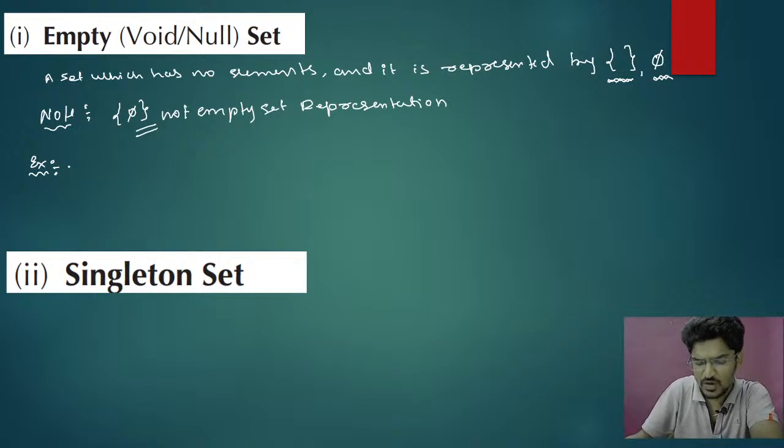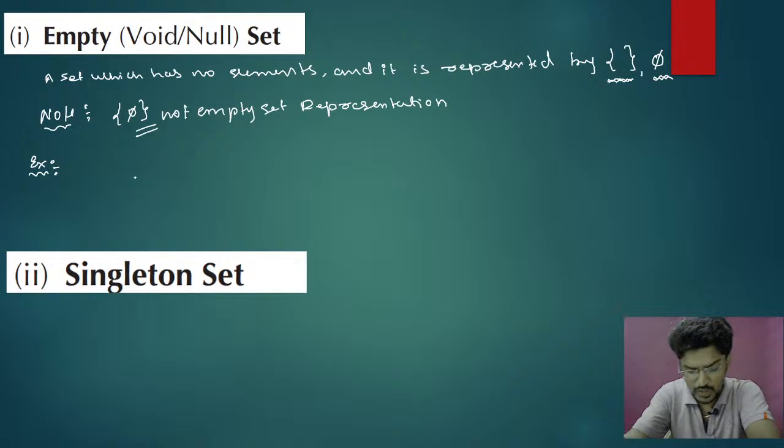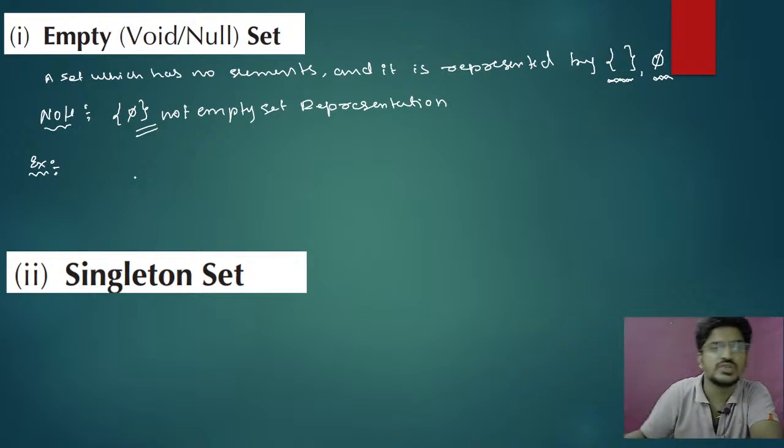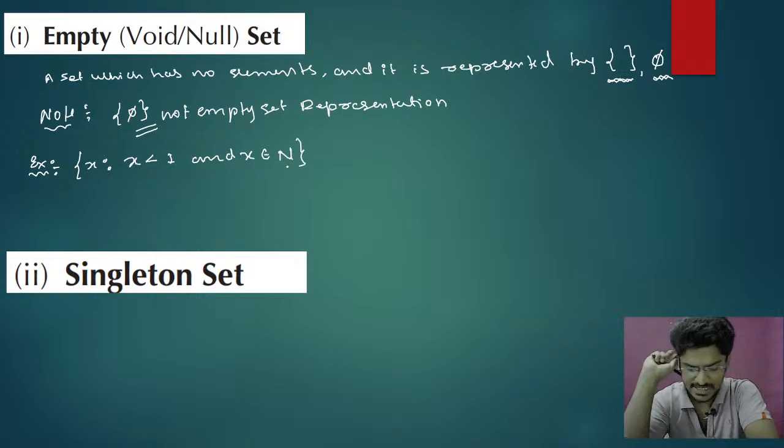Still I have not got any example. Let it be. The definition of empty set is a set which has no elements. Now you want an example. See here, I can write the example as the set of x such that x is lesser than 1 and x belongs to the natural number set.